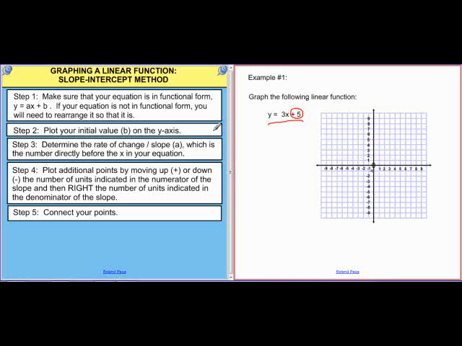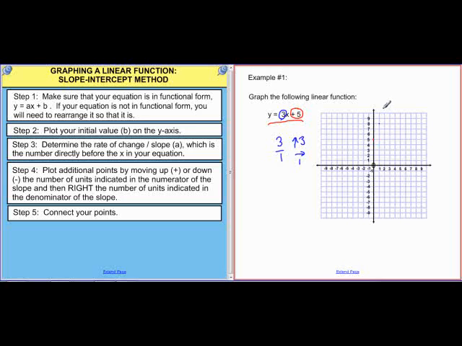And then the next thing we have to do is look at our slope. We'll do that in blue. So our slope right here is 3. And again, we'll notice that there's no denominator, so that's basically 3 over 1. So we're going to plot additional points, in this case by moving up 3. We're going up because it's a positive 3. And then to the right 1. Again, always going 1 to the right. So we start here, over 1, up 1, 2, 3. There's our next point. Over 1, up 1, 2.